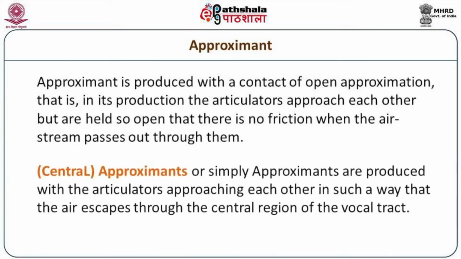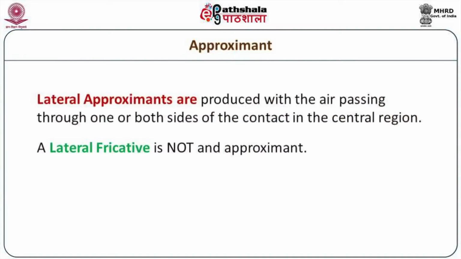A central approximant is one in which the articulators are held in open approximation position, and in the center of the vocal tract, the sides are closed, and thus we have sounds such as wa, ya, etc., or ra produced. All these are examples of central approximants. In addition to central approximants, we have lateral approximants. In the production of lateral approximants, there is a closure in the center of the mouth, but the sides are held in open approximant position so that we hear these lateral sounds.